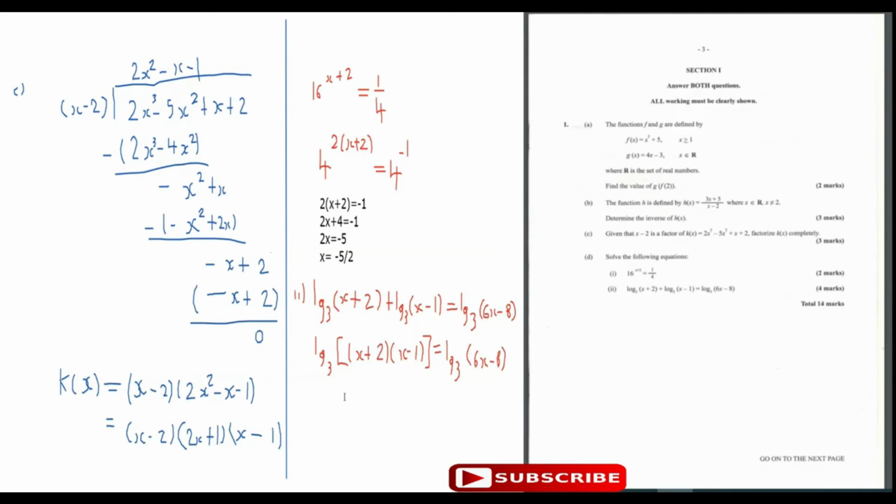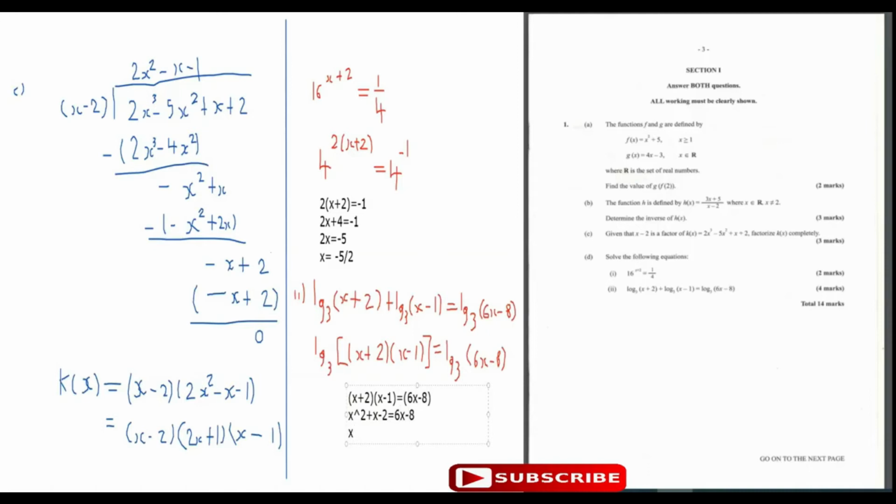So what we have then is, of course, pretty much what we're saying then is x plus 2 times x minus 1 is of course equal to 6x minus 8. So feel free to go ahead and expand this side to get, now this is working out to be x squared plus x minus 2 is equal to 6x minus 8.